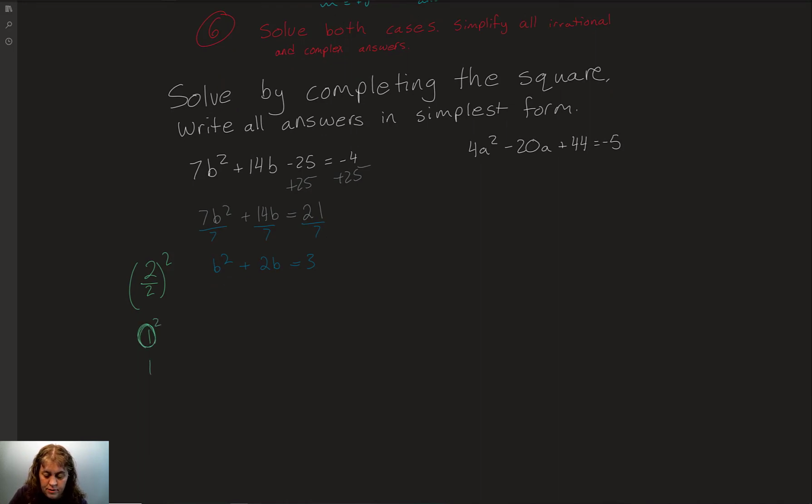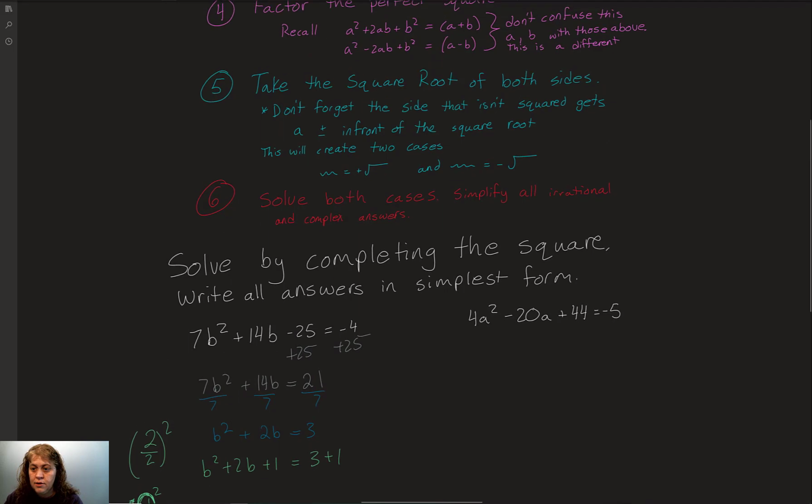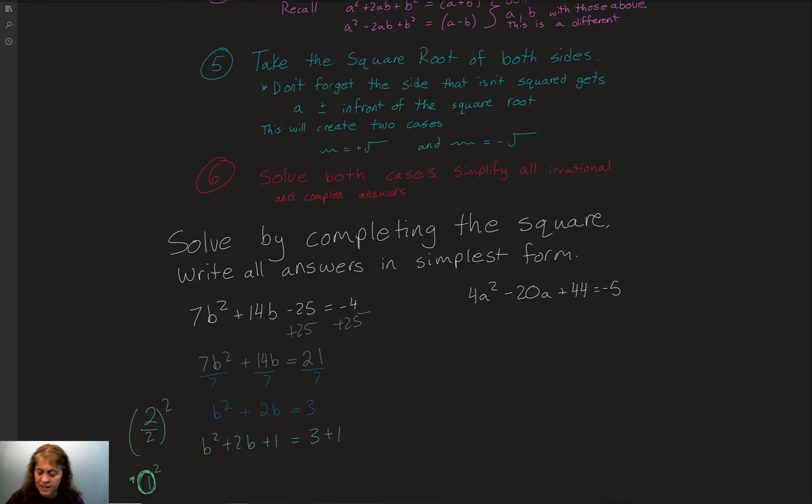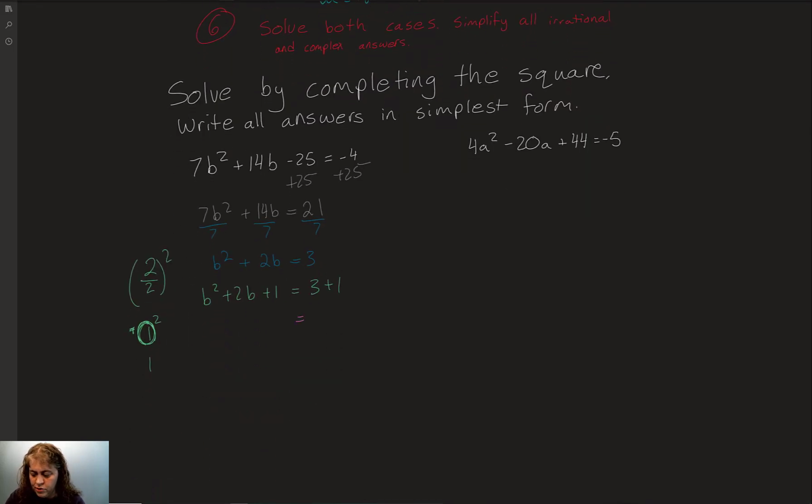Remember this number right here. We kind of use him again. So now I'm going to add that to both sides of the equation. And now we're going to kind of clean things up a little bit. 3 plus 1 is 4. And then b squared plus 2b plus 1 is a factorable thing. So we've done all of this work to set this up so it's factorable.